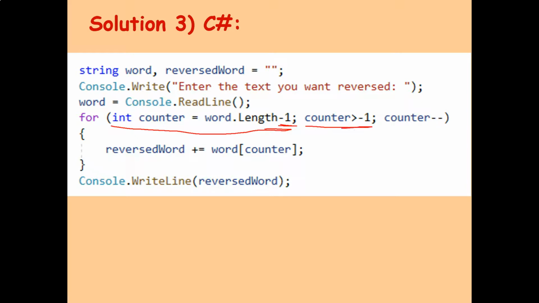Keep going until I get to 0 characters, or greater than -1, and take away 1 each time as I count backwards. Then add each character to my reversed word variable, and that will give you the characters in reverse.